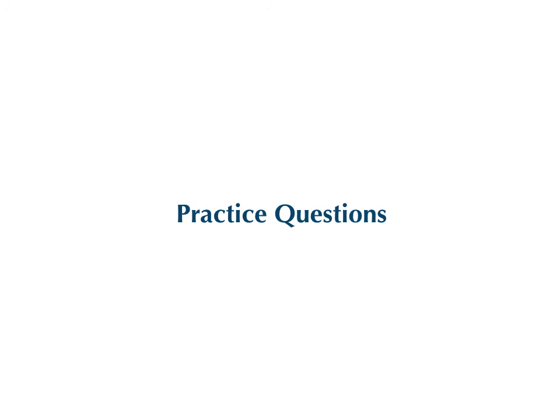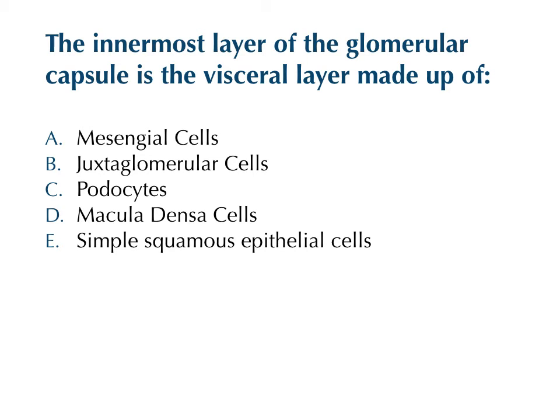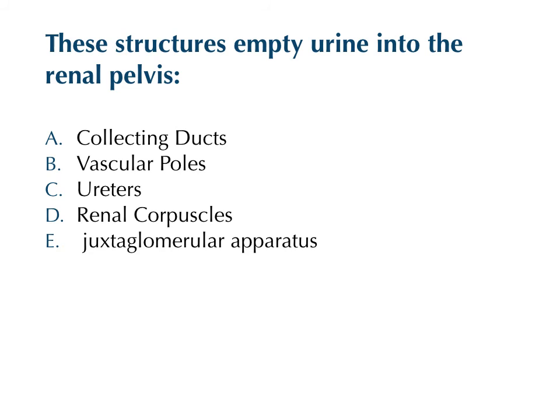Let's now go to some practice questions about the nephron. The innermost layer of the glomerular capsule is the visceral layer, which is made up of which of the following: mesangial cells, juxtaglomerular cells, podocytes, macula densa cells, or the simple squamous epithelial cells? And the answer, of course, is that the podocytes make up that visceral layer that covers over the capillaries in the glomerulus.